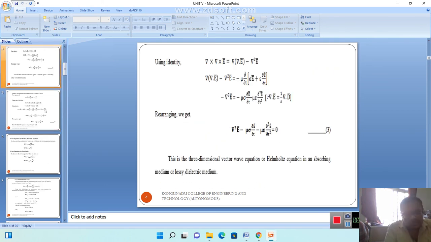Okay. Thank you, students. This is equation number 3. Note it down. This is the three-dimensional vector wave equation, or Helmholtz wave equation, in an absorbing medium or otherwise a lossy dielectric medium. Both are the same, you know. So absorbing medium, or otherwise a lossy dielectric medium.